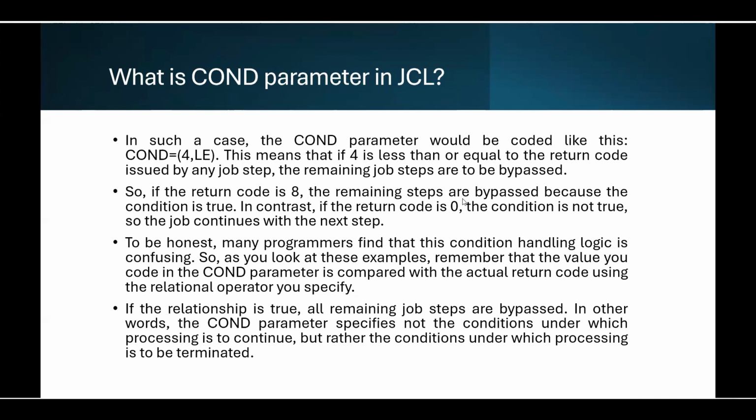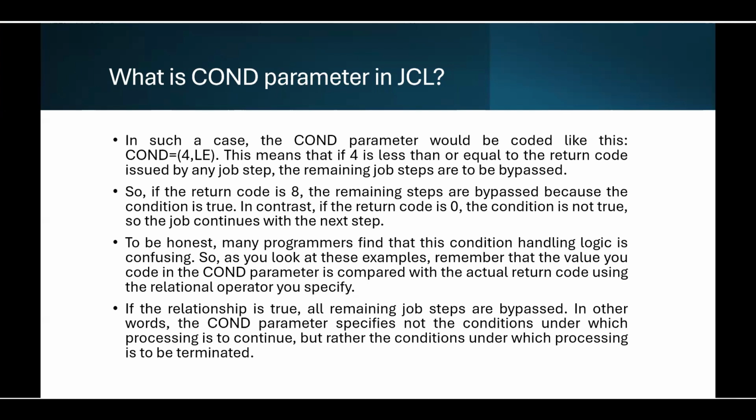If you are getting a return code of 0, that means 4 is less than 0, which is not true. That means your job will get executed. Whenever you are getting a return code of 8, you compare 4 is less than 8, which is true. That means your job will bypass. So to be honest, many programmers find this condition handling logic very confusing.